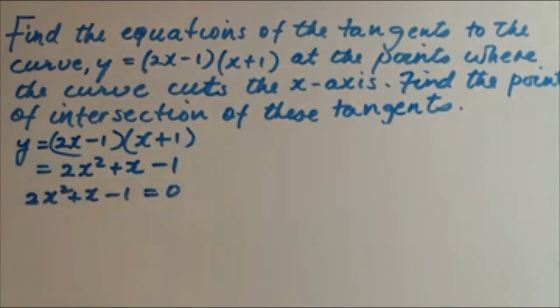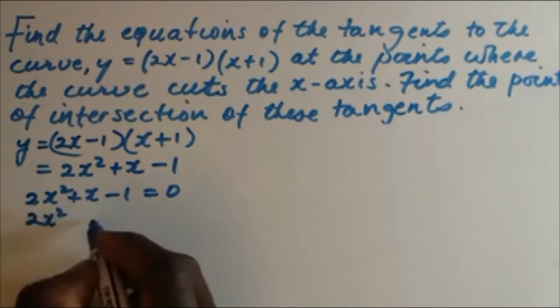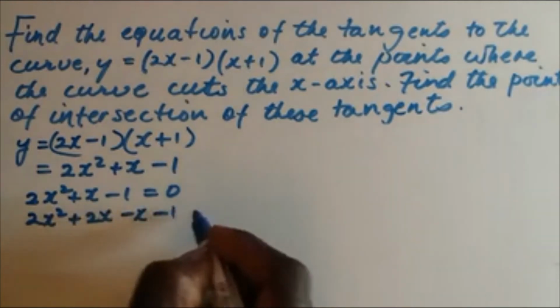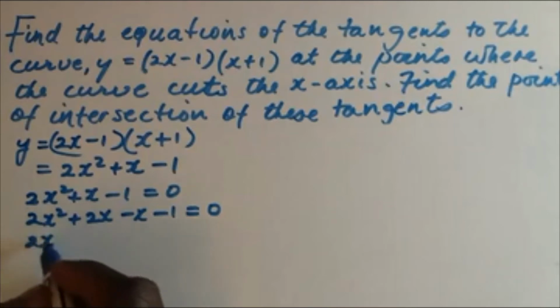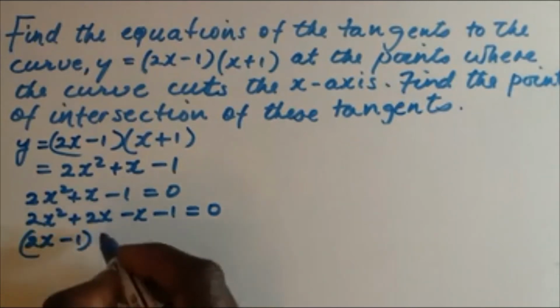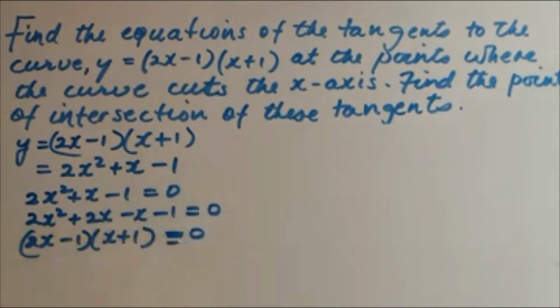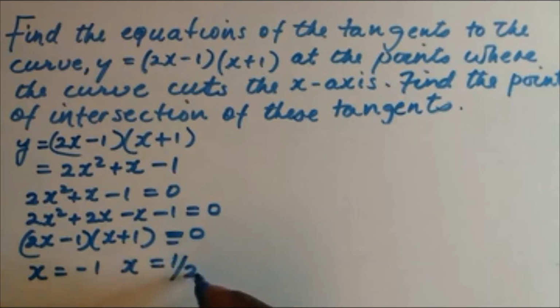Now we have a quadratic in x, which we can go ahead and solve. And this works out to be 2x squared add 2x minus x minus 1 equal to 0, which factorizes to give us (2x minus 1)(x add 1) equals 0. So our two values of x are x equal to minus 1 and x is equal to a half.